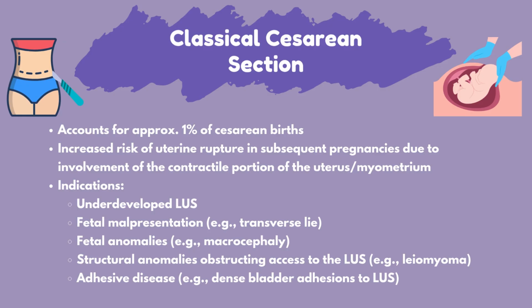Classical cesarean section accounts for approximately 1% of cesarean births. It is associated with an increased risk for uterine rupture in subsequent pregnancies due to involvement of the contractile portion of the uterus or myometrium.